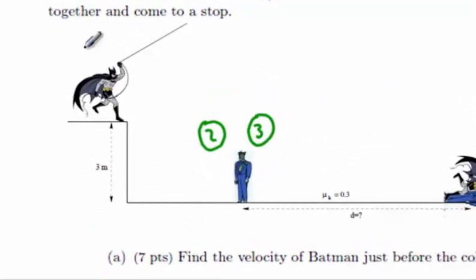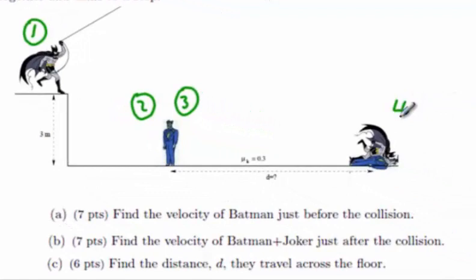Finishing out the moments in this problem, the initial moment before Batman swings down will be moment 1, and after the two of them have slid across the floor and come to a stop will be moment 4. We recognize that the collision between moment 2 and 3 does not conserve energy. It is a totally inelastic collision because after the collision, Batman and the Joker stay together. They don't separate. Also, we recognize that moment 1 to 2 will be conservation of energy, and 3 to 4 will have work due to a non-conservative force, where that non-conservative force is friction.